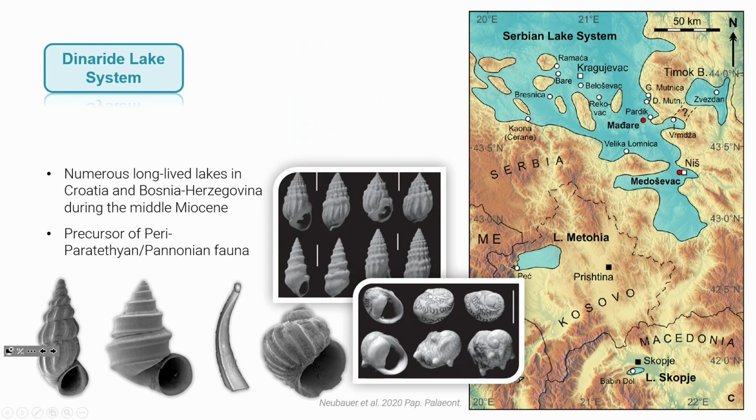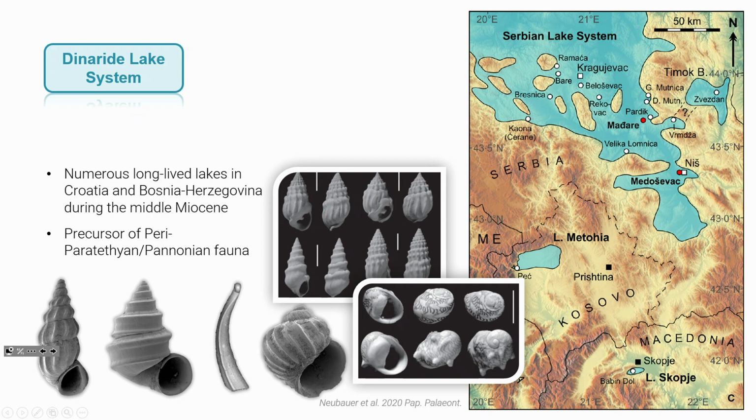And then a bit later, still in the Middle Miocene, in Serbia, so DLS would be somewhere up there. In Serbia, we have the Serbian lake system with basically the same type of fauna. None of the species is the same with the DLS, but the genera are partly the same, and the type of composition, the relative abundance of these groups, is the same.